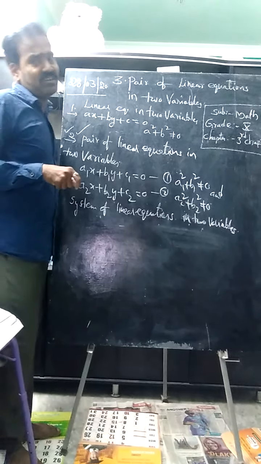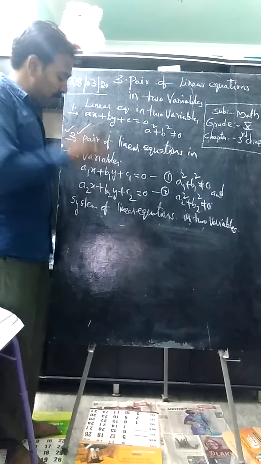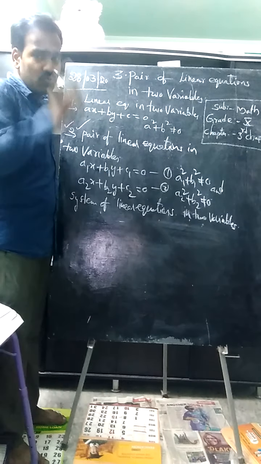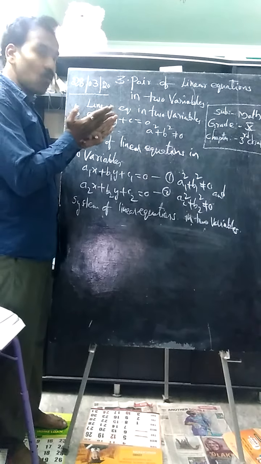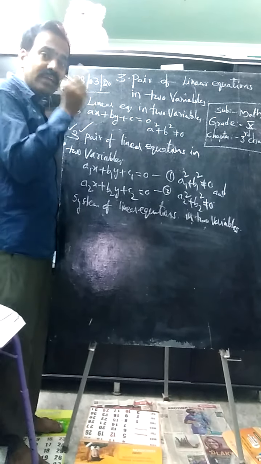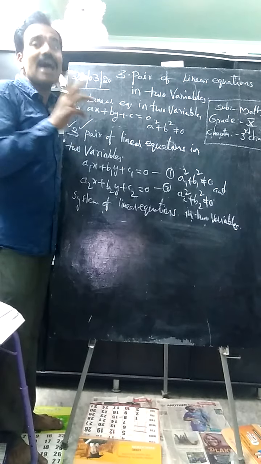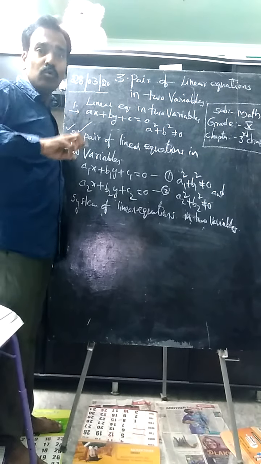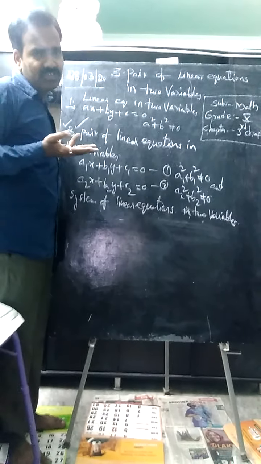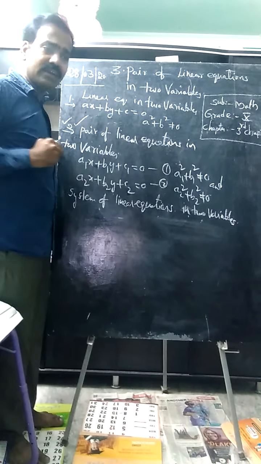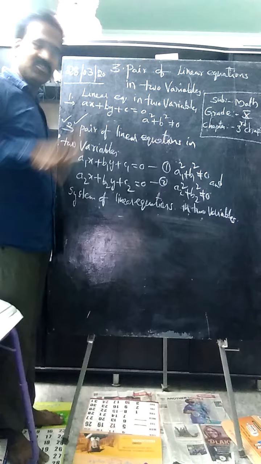And graphical representation: when the pair of linear equations contains one solution, they are intersecting lines. When they contain infinitely many solutions, they are coincident to each other. When there is no solution, they are parallel to each other. As we know, when two lines don't intersect at any point, meaning no solution, they are parallel to each other. These are all the conditions you will learn in the second exercise, as well as graphical representation.